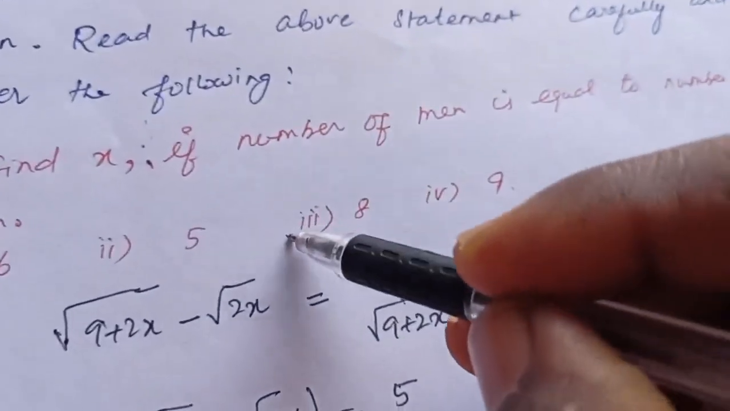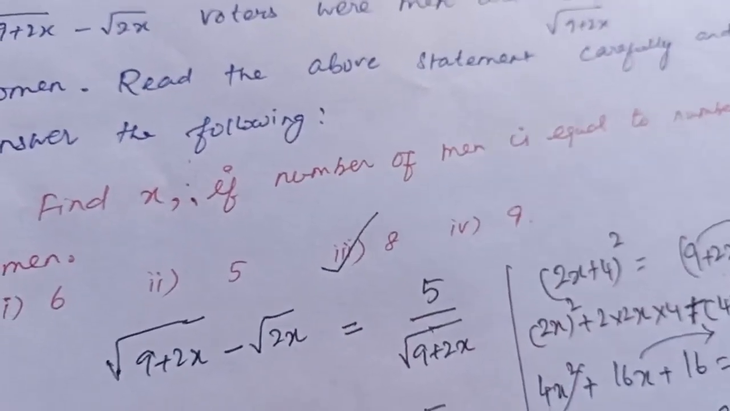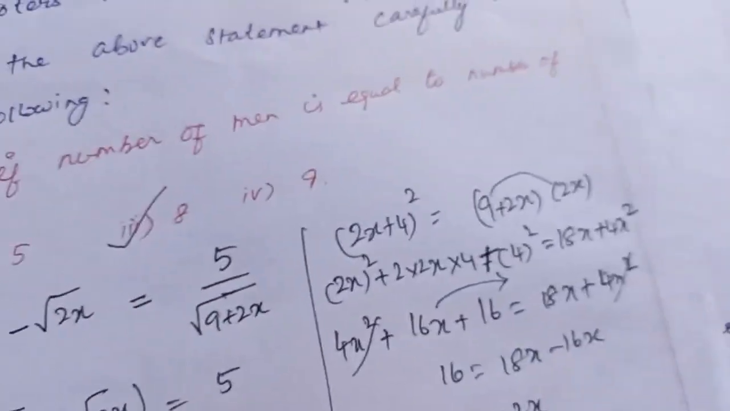So you check, option C is correct. So x value is equal to 8. So next question.